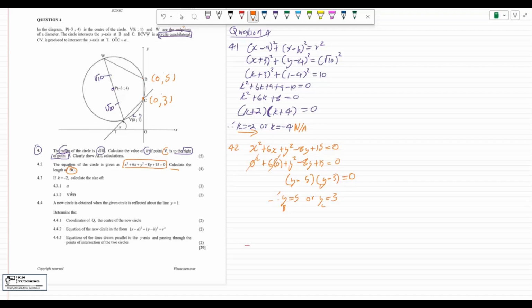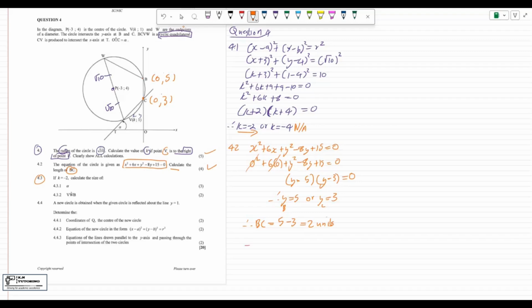Now, the question wanted what? Calculate the length of BC. Therefore, BC is going to be 5 minus 3, which is equal to 2 units. There's no need to use the distance formula. You can see these 2 points are collinear. You can do that, but it's just a waste of time, and you don't have time. Beautiful. Okay, we are done. We got our 5 marks. We got our 4 marks.